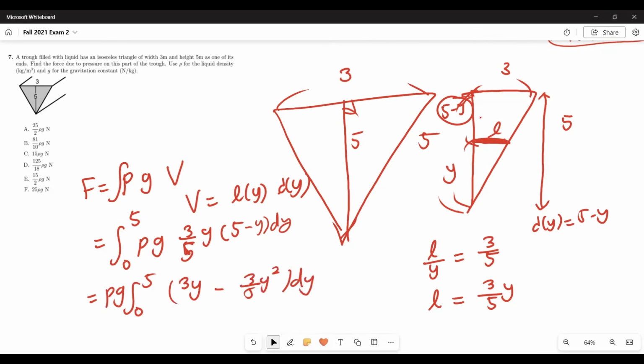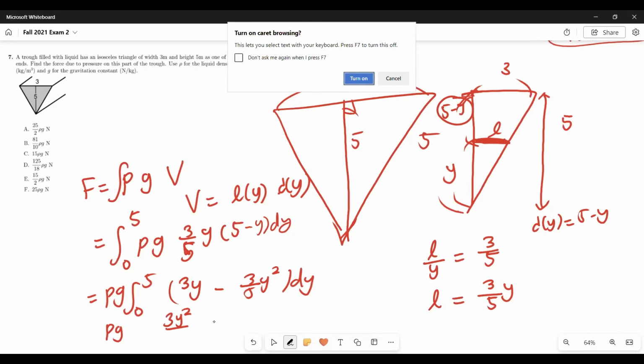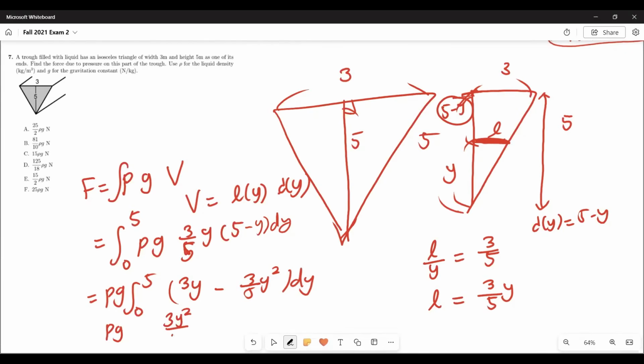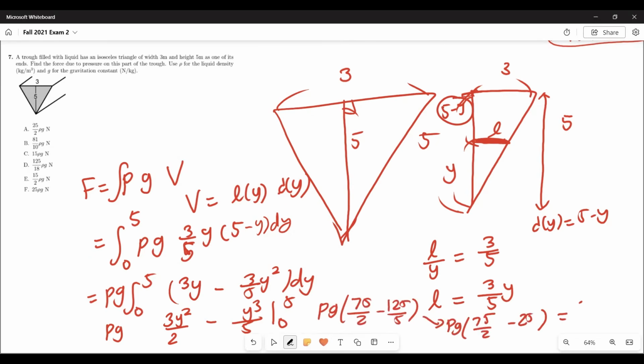And this can be written as rho g, 3y squared over 2 minus y cubed over 5, from 0 to 5. This just becomes rho g, 75 over 2 minus 125 over 5. So this just becomes rho g, 75 over 2 minus 25. So this just becomes 25 over 2 rho g. So the answer for this question is A.